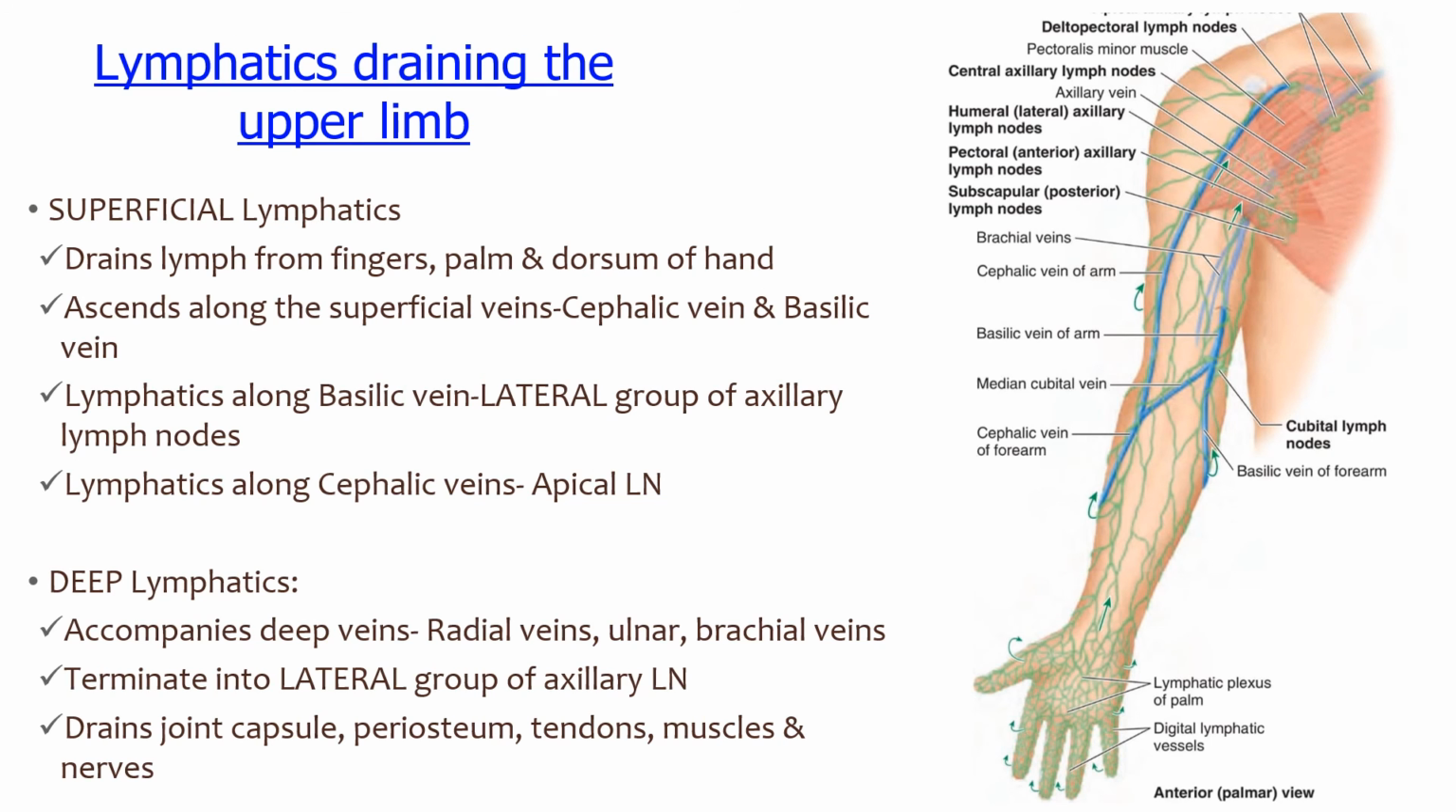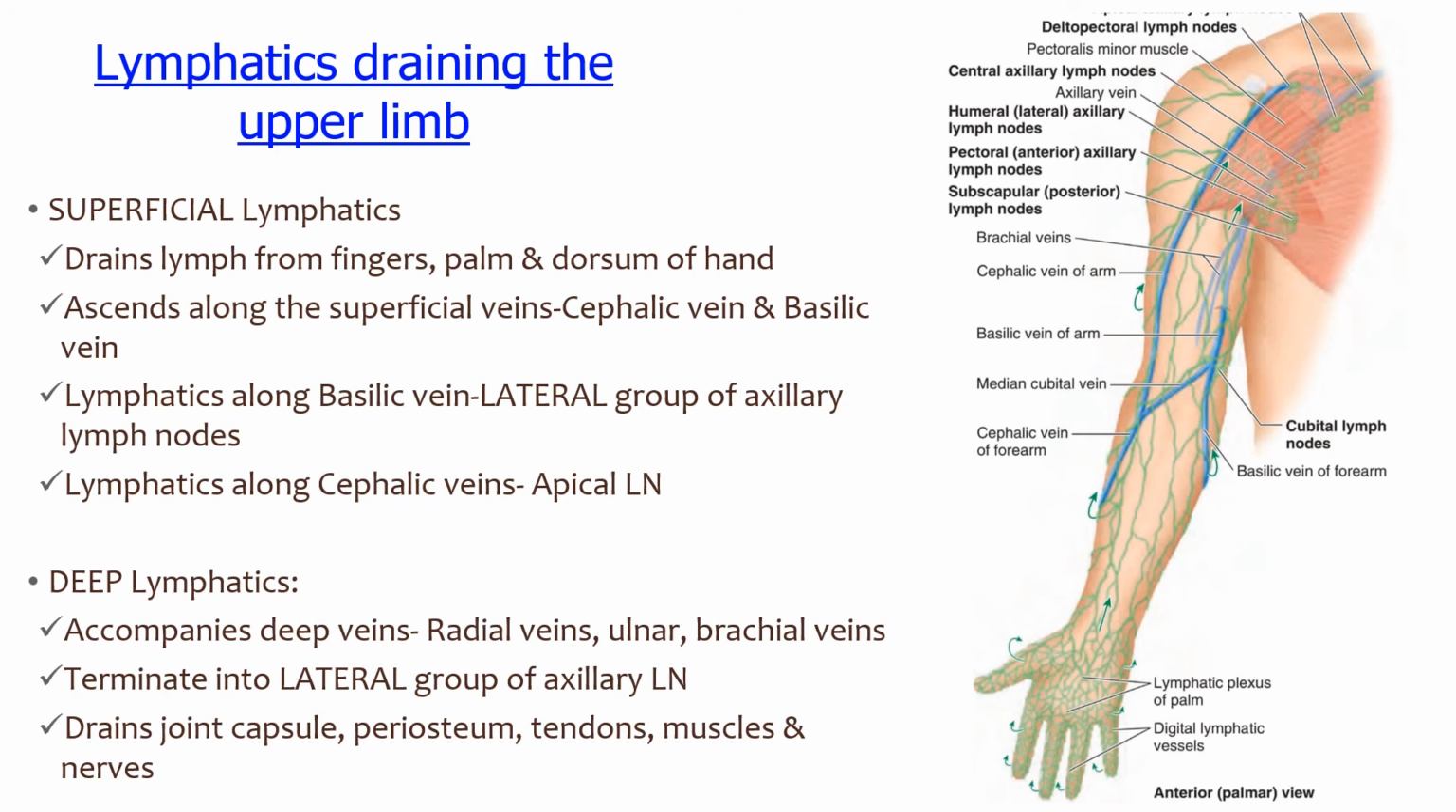Now let us learn about the lymphatic drainage of the upper limb. The lymph from the upper limb is drained by two sets of lymphatics, superficial lymphatics and deep lymphatics. The superficial lymphatics are so called because they ascend along the superficial veins present in the upper limb, and we know that the superficial veins are the cephalic vein and the basilic vein. In order to revise, the cephalic vein is the preaxial vein of the upper limb and the basilic vein is the postaxial vein of the upper limb.